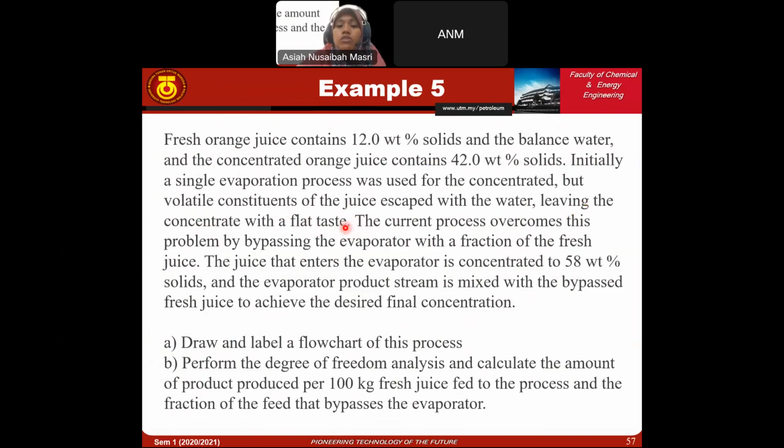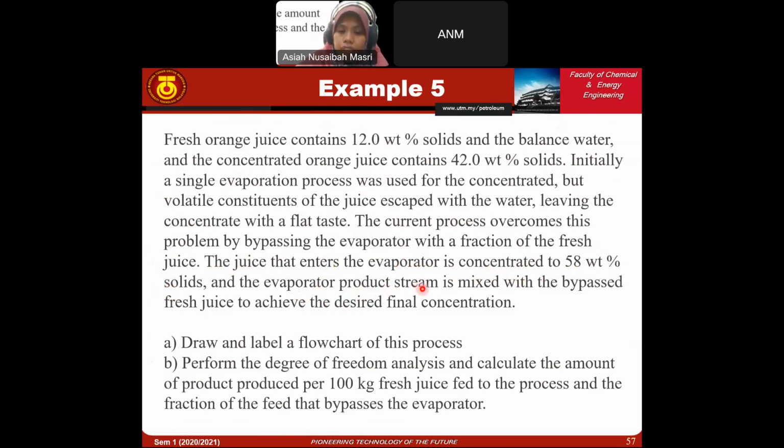We will not use the same procedure. The current process, now what is the process that we are using? The current process overcomes this problem by bypassing the evaporator with a fraction of the fresh juice. Now what we have done, we have created a bypass. The juice that enters the evaporator is concentrated to 58 weight percent solids. What are the rest? The rest will be water. How much water? That will be 42 weight percent.